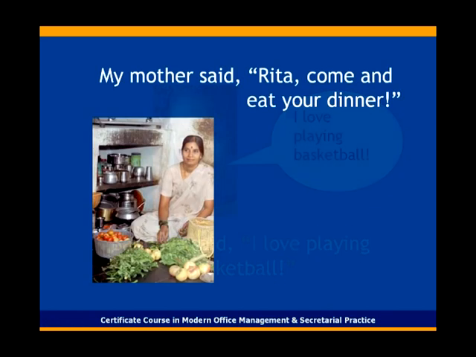When we use direct speech, we need to place the exact words that have been spoken within quotation marks. Take a look at this example. My mother said, "Rita, come and eat your dinner." Look at the quotation marks in this sentence. What is the first word that is spoken by my mother? Yes, it is Rita. Note how the quotation marks surround the words spoken by my mother.